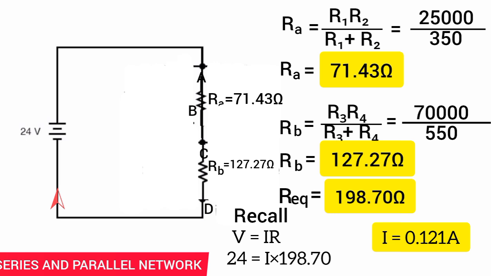In most cases, you might be told to calculate the current flowing through the R1 resistor, the current flowing through the R2 resistor, also the current flowing through the R3 resistor and the current flowing through the R4 resistor. Now if you want to know how to do that, you apply what is called the current divider rule. So you can just click on this link at the top right corner of the screen. You can see the link I'm showing you there, and you'll be able to understand how to calculate the current that flows through each resistor.